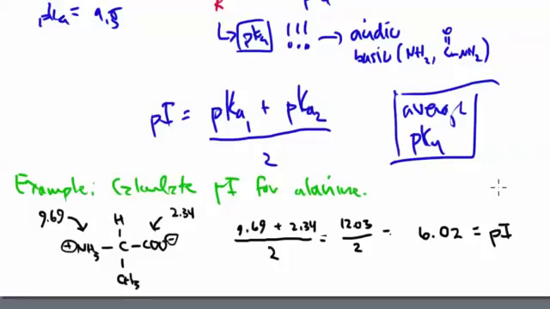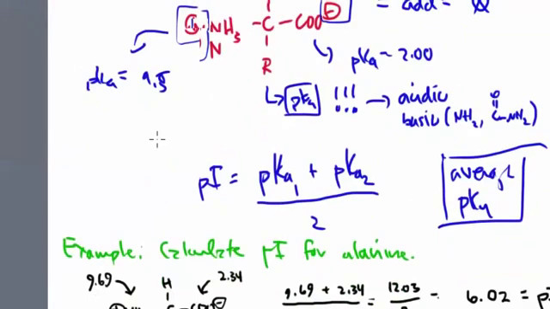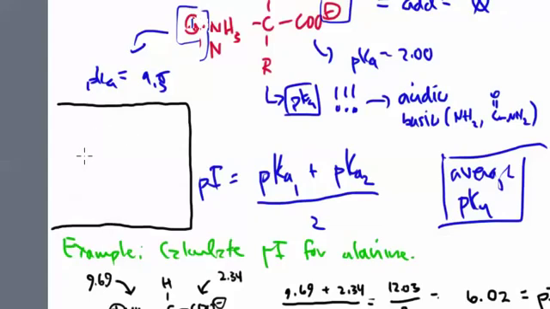Now, the only complication that you probably will see is what if they give you one of these amino acids that have 3 pKa's? Do you average all 3? And the answer is quickly no. You do not do all 3. So let's look at aspartic acid.